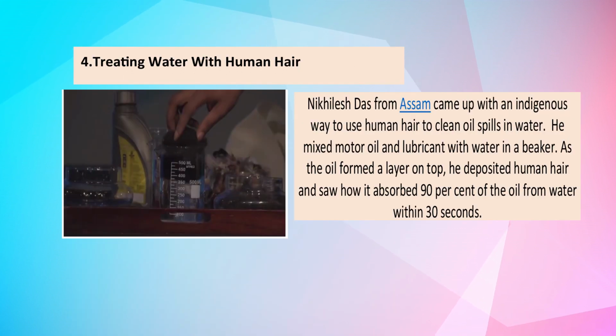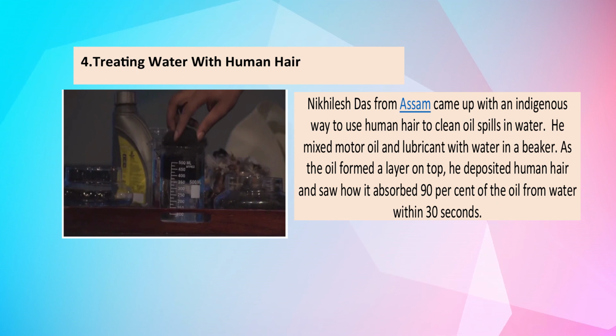Another treatment is with human hair. This is Nikhilesh Das from Assam, who came up with an indigenous way to use human hair to clean oil spills in water. He mixed motor oil and lubricant with water in a beaker. As the oil formed a layer on top, he deposited human hair and saw how it absorbed 90% of the oil from the water.